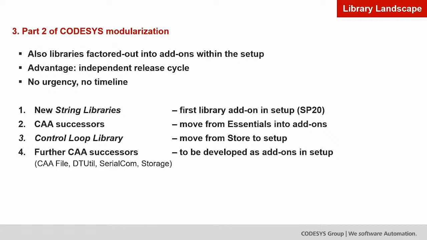First, there will be the new string libraries. They have been released last year, and they are in the setup of SP20 now. And the CAA successor libraries, which I mentioned, will be moved from the essentials into the add-ons of the setup. And the control loop library in the store will be moved to the setup as an add-on. And for further CAA libraries, there will be successors developed too, and they will be developed as add-ons in the setup from the first place.